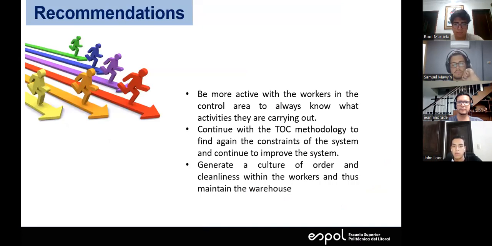Finally, we present the recommendations. Be more active with the workers in the control area to always know what activities they are carrying out. Continue with the TOC methodology to find again the constraint of the system and continue to improve the system. And finally, generate a culture of order and cleanliness within the workers, and thus maintain the warehouse.